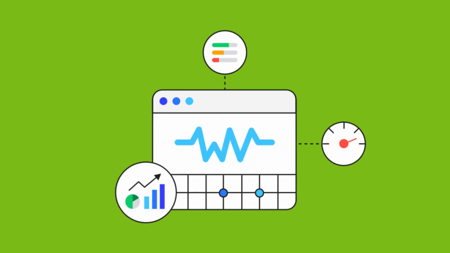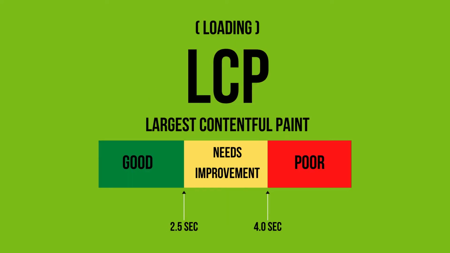So I'm going to be talking to you about the different aspects of the Core Web Vitals, which are largest contentful paint. The largest contentful paint, or LCP, is when the largest content element on the viewport is rendered on the screen. This is one of the most important aspects for most websites. Ideally, your LCP should be 2.5 seconds or lower.